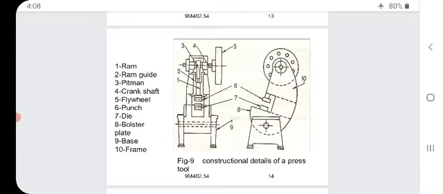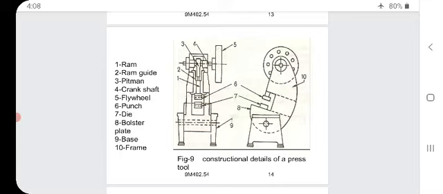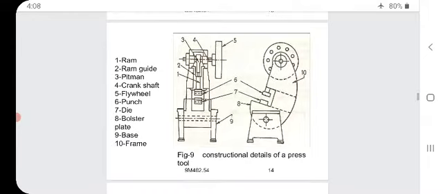I repeat it once again. The two figures on the screen are the same, the front view and the side view, only that changes. I repeat once again the main parts of the press tool: 1 is the ram, 2 the ram guide, 3 the pitman, 4 the crankshaft, 5 the flywheel, 6 the punch, 7 the die, 8 the bolster plate, 9 the base, 10 the frame.